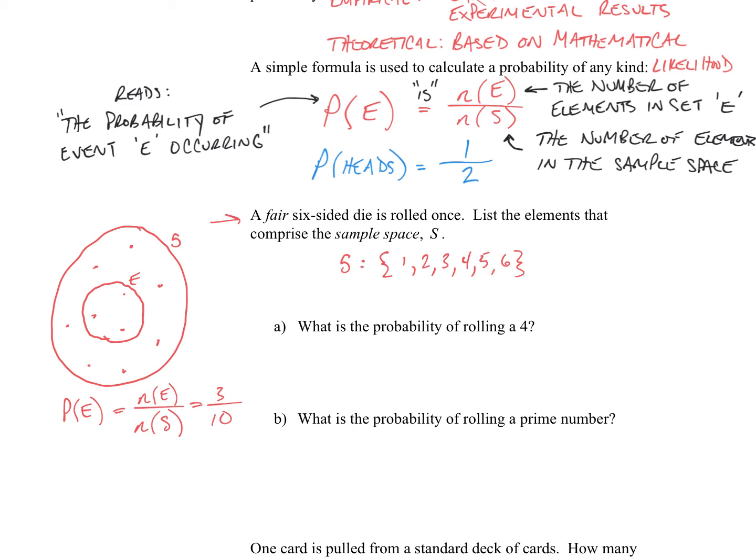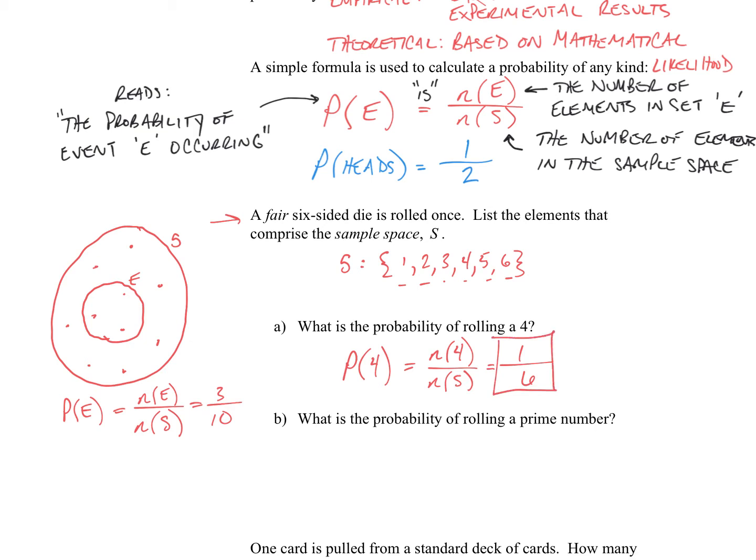Now we can answer questions like A, what's the probability of rolling a 4? Notation-wise, here's how we would write that. The probability of rolling a 4. 4 is the event that we're talking about. So the question is, how many ways are there to roll a 4? Well, there's only one 4 on this 6-sided die. So there's only one way to roll a 4. How many possible outcomes are there in the sample space? Well, there are 6 possible outcomes. So the probability of rolling a 4 is 1/6.